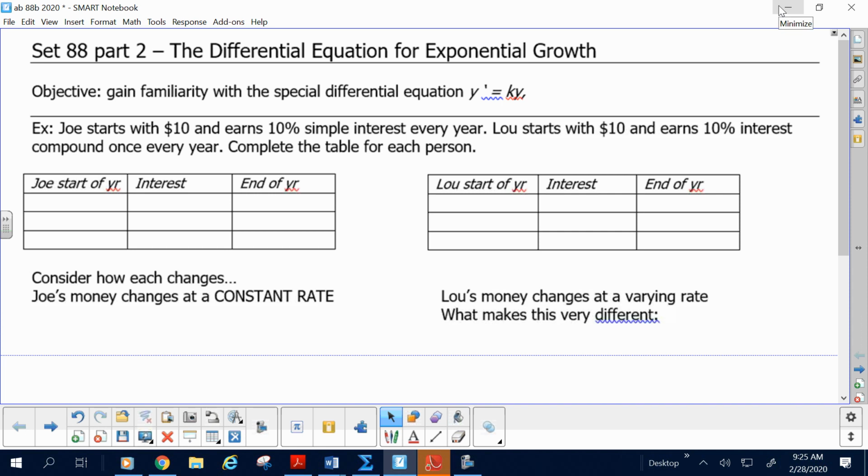Notes? Good. This is exponential equations and differential equations, part 2. It goes a little something like this.